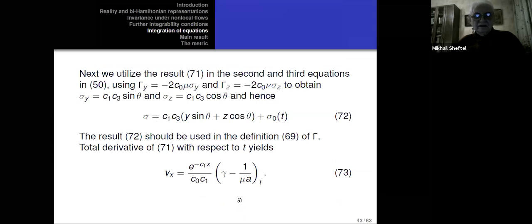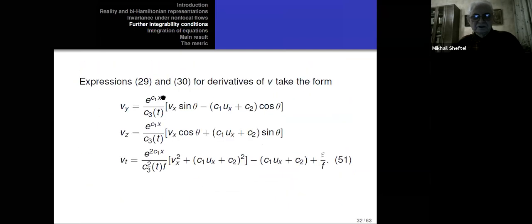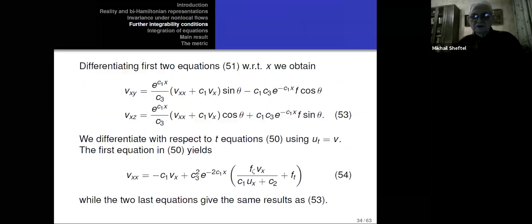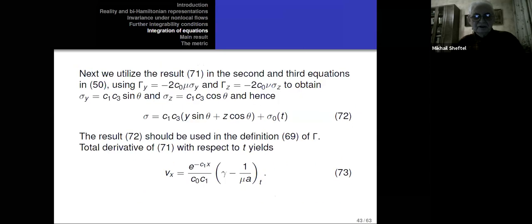Then we use this result in the second and third equations in 50. What is 50? Let me see. It is uxy and uxz we also have. So we obtain from there the expressions for gamma y and gamma z in terms of sigma y and sigma z, and we obtain sigma y and sigma z from there, and integrating we obtain sigma equals c1 c3 times (y sine theta plus z cosine theta) plus sigma O of t. And this result should be used in the definition of gamma.